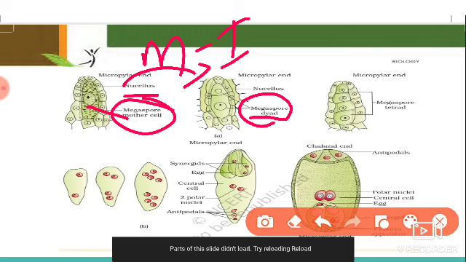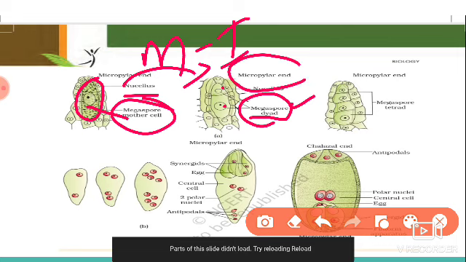It becomes a megaspore dyad, sorry, not tetrad, dyad. One megaspore mother cell becomes two. This is one and this is two. In such a condition we call it a megaspore dyad.